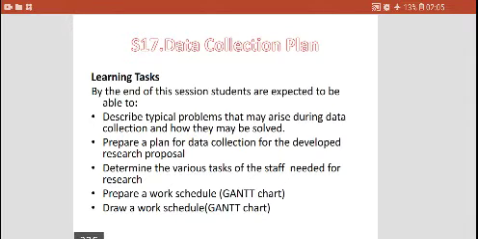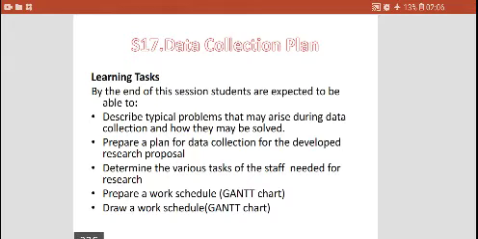So we go to session 17, in which you're going to learn about the data collection plan. By the end of this session, I'm expecting you to be able to describe typical problems that may arise during data collection and how they may be solved. You should be able to prepare a plan for data collection for the developed research proposal. You should be able to determine the various tasks of the staff needed for research.